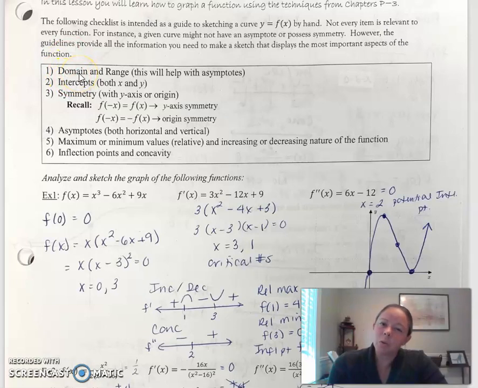Are there any asymptotes? Is there a restriction on the domain? Make sure you get your intercepts on there. Now, the symmetry I was telling you earlier, that's something I usually realize after the fact.